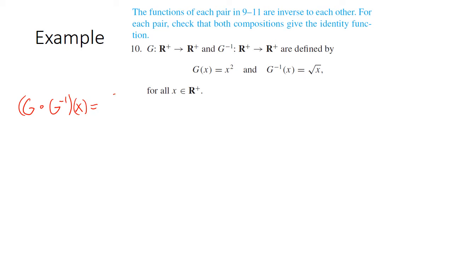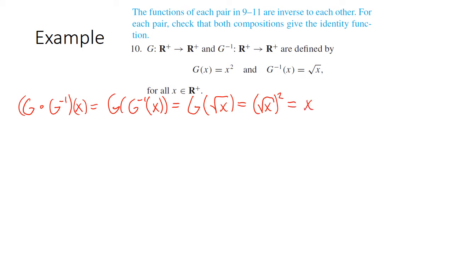Okay, so I'm going to do g of g inverse of x. First I plug in g inverse, and that's square root of x. And then I plug square root of x into the formula for g, which will mean I'm squaring it. So here I am squaring the square root, so that should always give me just x again. So that's good. I got the identity function.